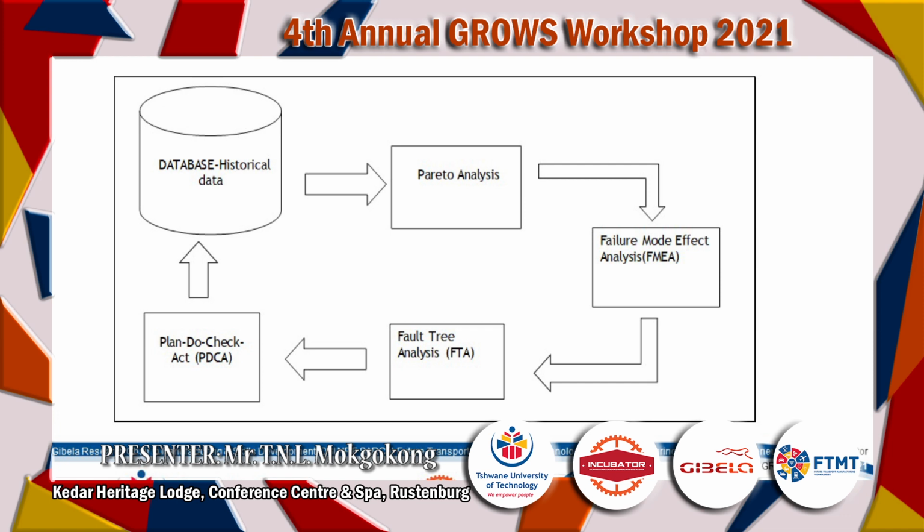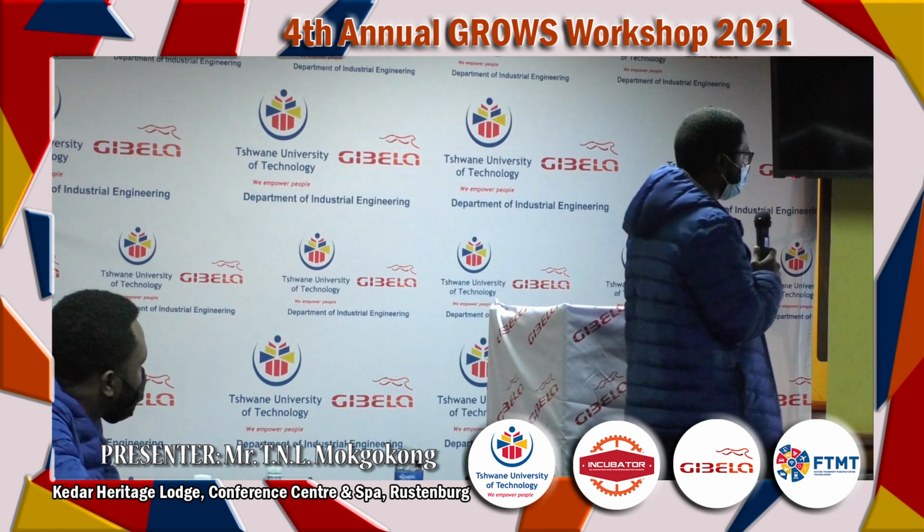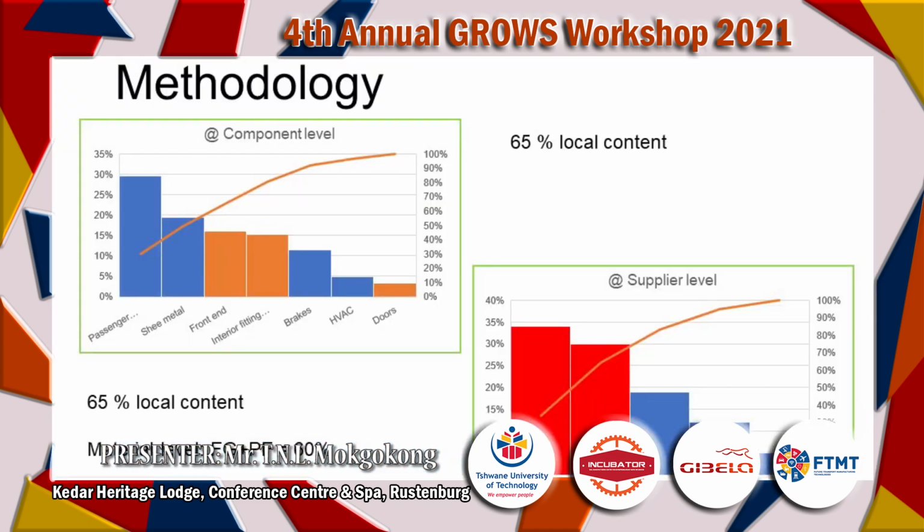If you look at the supplier we are talking about, in the first graph you see the Pareto, which shows which part contributes to the number of non-conformances that are there.